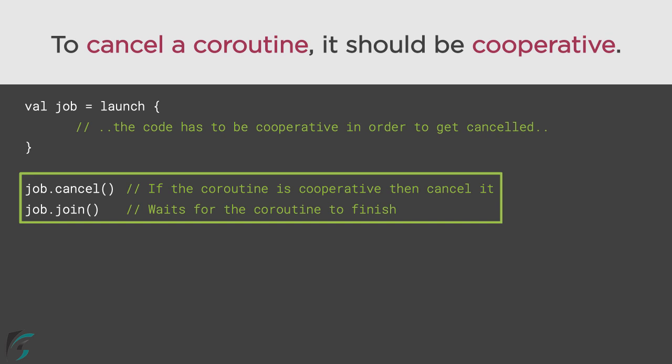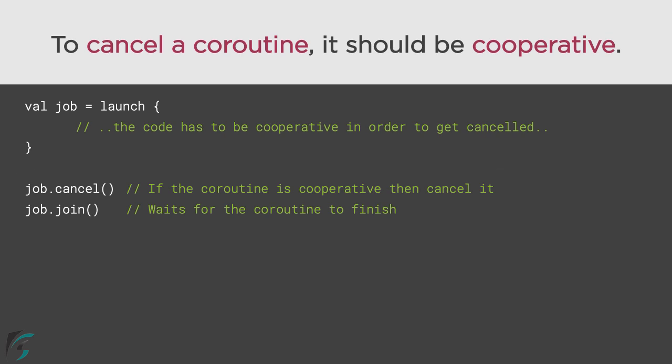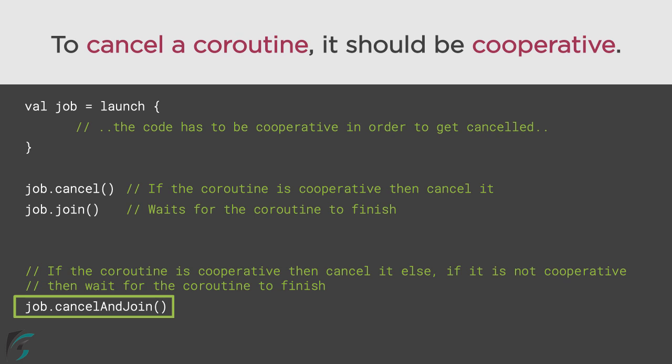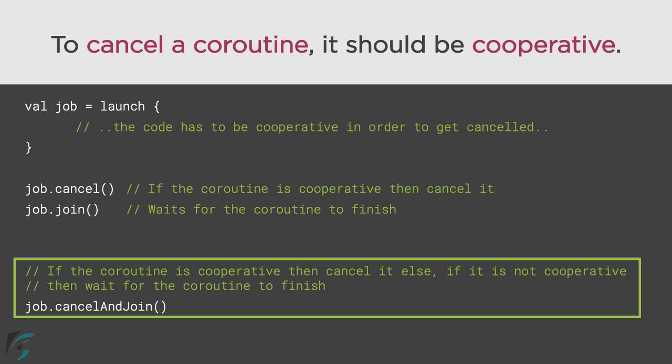So again, please note this. This is very important. So basically, this cancel function and join function are used in conjunction. They are used so often that we have a separate function that combines the property of these two functions. So in place of them, we can use cancel and join function. So when this function is called, then if the coroutine is cooperative, it will get cancelled. Else, if the coroutine is not cooperative, then it will wait for the coroutine to finish. So I hope it makes sense now.